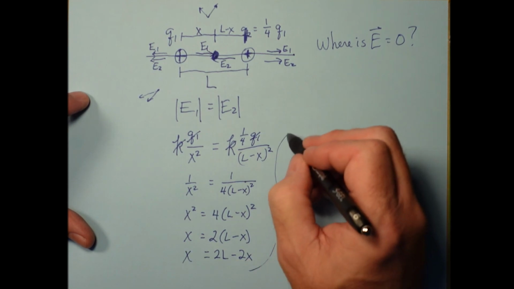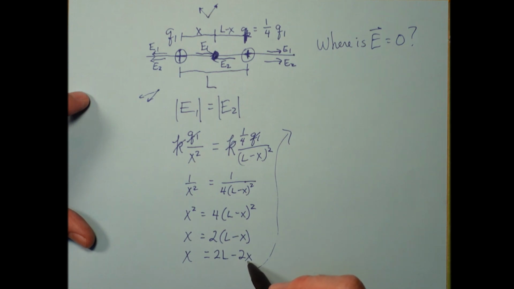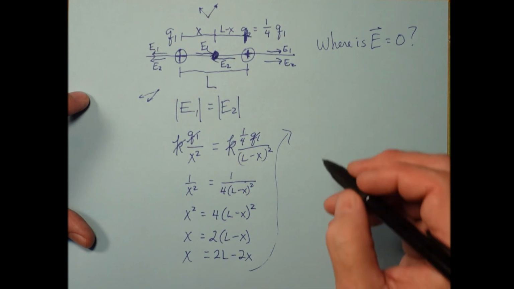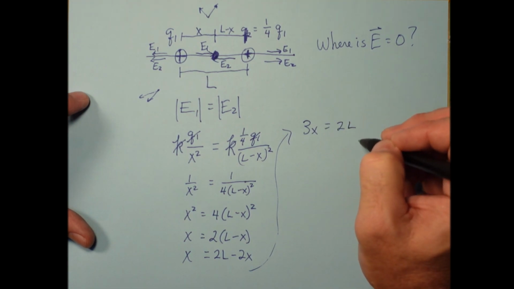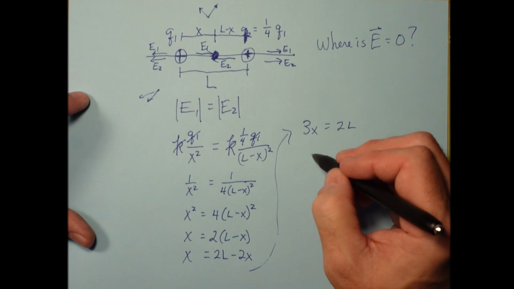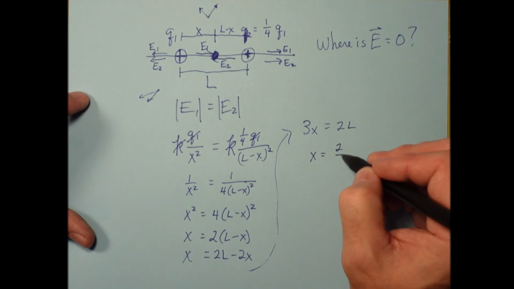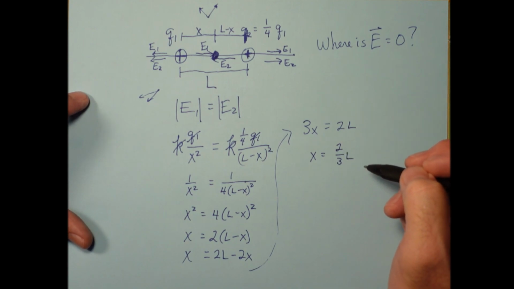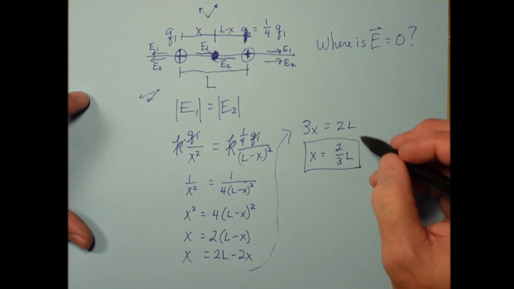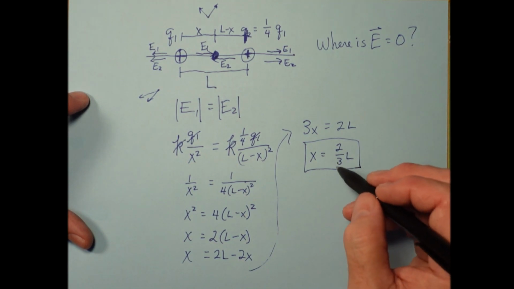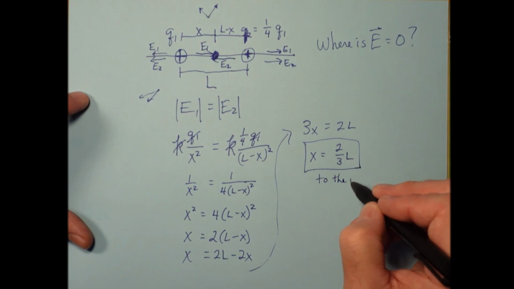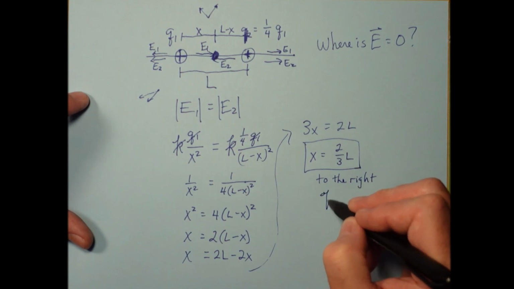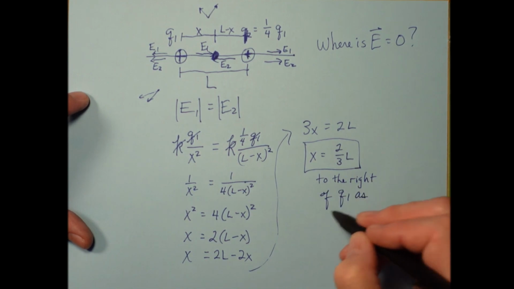Now I'm going to move over here and start solving that. Let's take the x that's on the right-hand side and put it on the left-hand side. And now we've got 3x equals 2L, like that. So solving for x is going to be 2/3 of whatever L is. So there's our answer. That's where E is equal to 0. So it's 2/3 of the distance between the two to the right of Q1 as drawn.